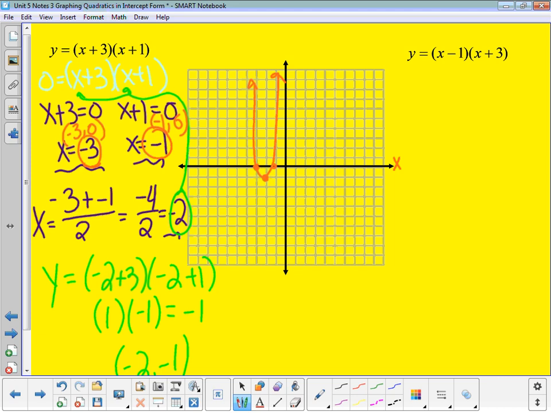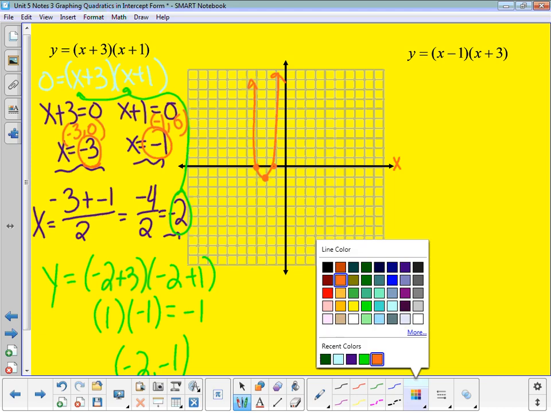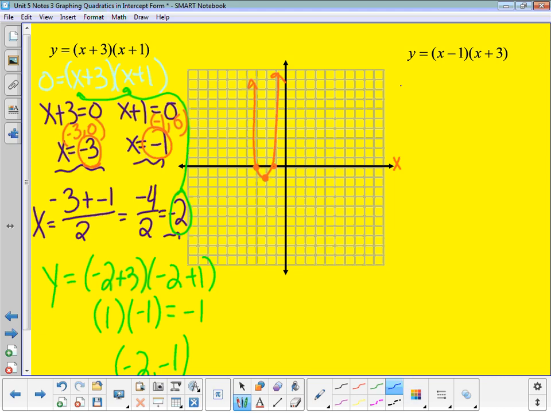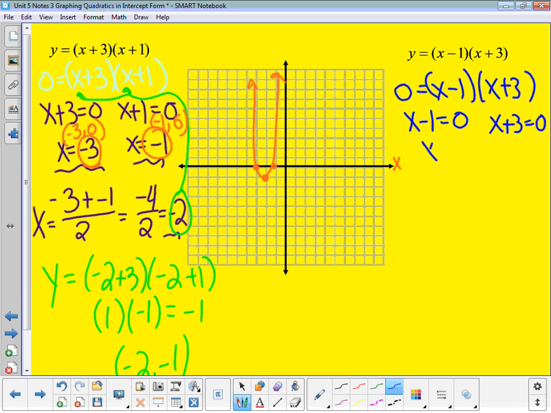So let's take a look at this second one here. So again, we're going to set it up. So we're going to set it equal to 0. And then we're going to set each factor equal to 0. So x minus 1 is equal to 0, and x plus 3 is equal to 0. So you solve each of those for x. So right here are my x-intercepts. That's where I'm crossing the x-axis for this one.